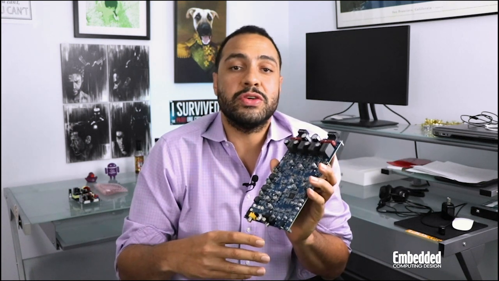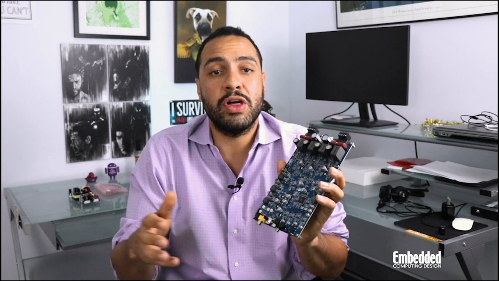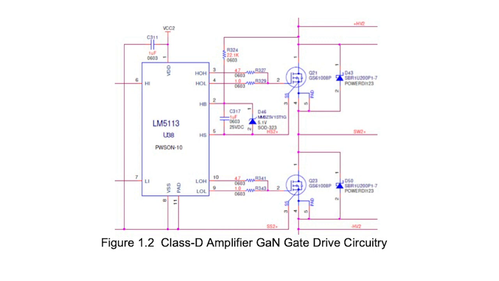The GS61008P 100 volt eHEMTs have gate drive requirements of 0 volts to 6 volts, are capable of handling very high switching frequencies above 10 megahertz, support both bidirectional flow and zero reverse recovery loss, and are manufactured in GaN PX packaging that ensures thermal resistance and low inductance in high-density power use cases. The GaN transistors on the Class D audio amplification board support both open and closed-loop topologies and are complemented by an LM5113 half-bridge GaN driver from Texas Instruments.